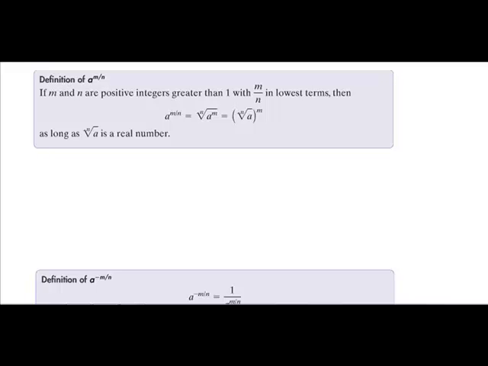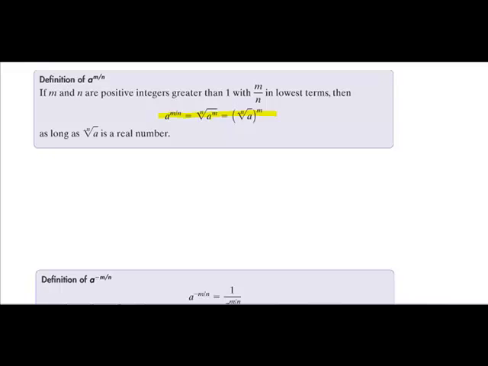So if m and n are any positive integers, and this is in lowest terms, then your equation is right here. That's the important thing. a to the m over n. So m over n is the power. It's the exponent we're raising a to. Of course, this is the same thing as the nth root of a to the m.